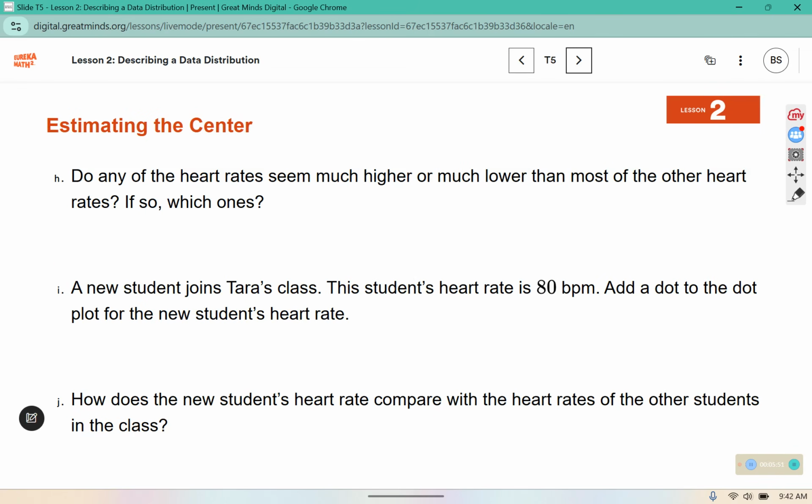Do any of the heart rates seem much higher or much lower than the other heart rates? If so, which ones? Well, 55 does seem quite a bit lower than the rest of them, and it's kind of far off to the left side.